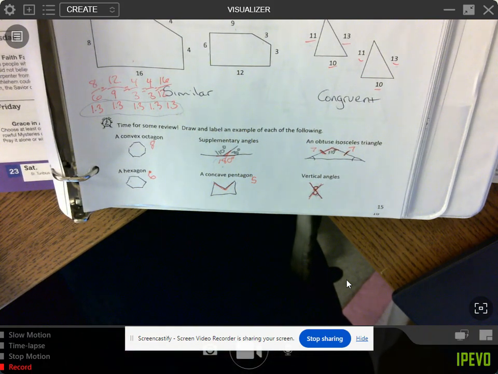So any questions on the homework that we just corrected?